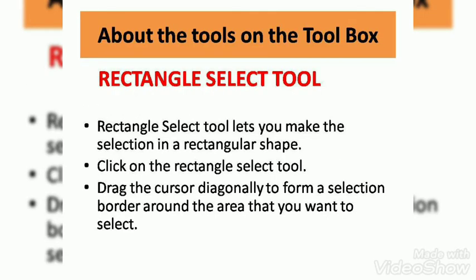Similarly, as we have selected a rectangle shape, we can select an oval shape also. Here it is written ellipse select tool. Ellipse means oval shape, so you can use it the same way. You have to select the tool, come to the area where you want, and drag the cursor. Here I have shown, you can see different cakes are there, and one is selected in oval shape. I hope you have got this much.